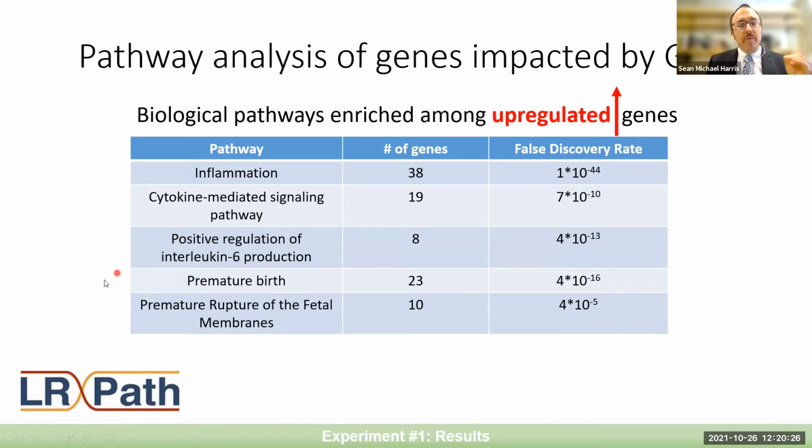What was pretty cool, though, was we were able to pick up a couple of more specific pathways, such as premature birth and genes related to premature rupture of the fetal membranes. These pathways were also upregulated in response to group B strep as well. So that told us that there's a molecular response here that is characteristic of some of these health outcomes that we're directly interested in. So that was pretty cool to be able to get that level of specificity out of this in vitro model.